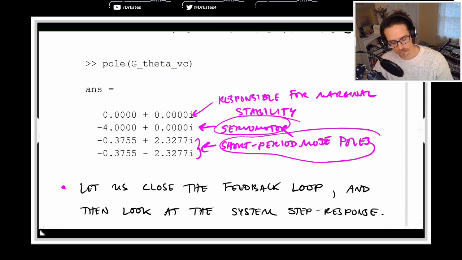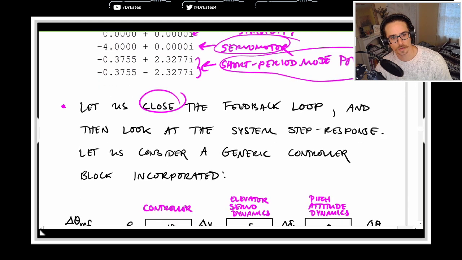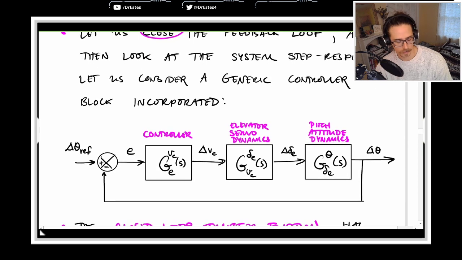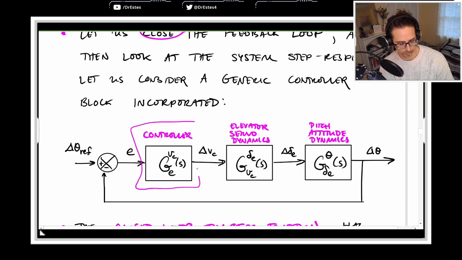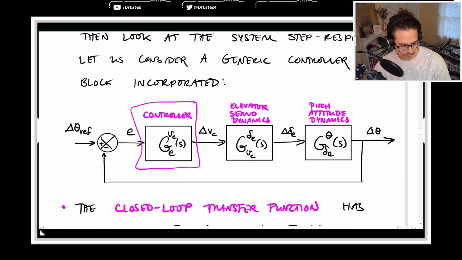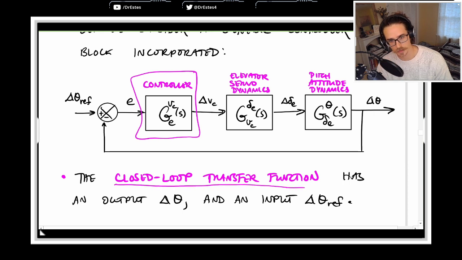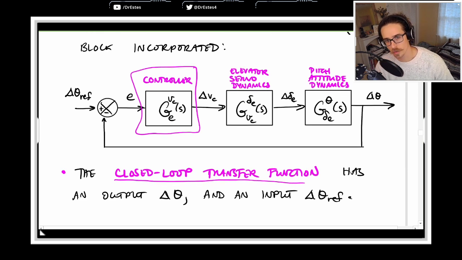Okay, what we're gonna do now is close the feedback loop. We did a simulation where none of the feedback was allowed to come back in. So we're gonna do a feedback loop and let the controller come back in. Now, if we're gonna talk about the closed loop response, we need to develop the closed loop transfer function. So what is the closed loop transfer function?